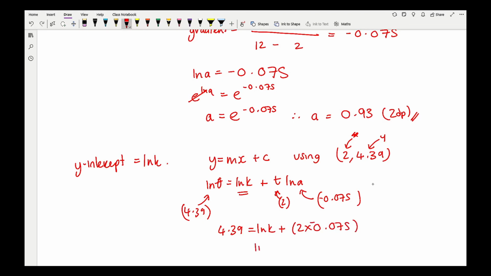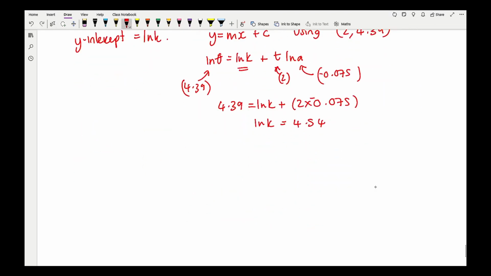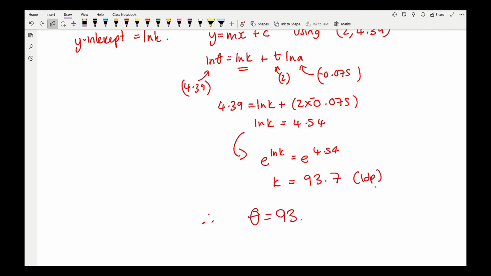I can then work out that ln K is going to be equal to 4.54, to 2 significant figures. Then from this, I can take E of both sides. So E to the ln K equals E to the 4.54. That leaves me with K equals, and I type that in, and I get 93.7 to 1 decimal place. And therefore that gives me my final formula: theta equals 93.7 times 0.93 to the power of t. And there is my final formula.